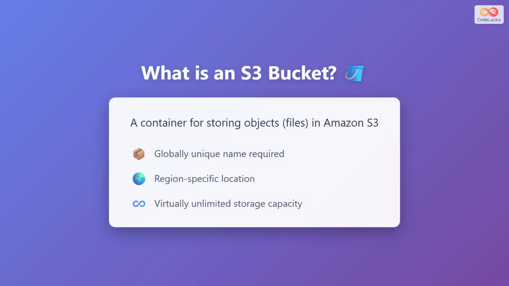An S3 bucket is essentially a container for storing objects, which are simply files and their associated metadata. Think of it as a top-level folder in the cloud. Each bucket must have a globally unique name across all of AWS, meaning no two buckets anywhere in the world can share the same name. Buckets are created in a specific AWS region of your choice, but once created, they can be accessed from anywhere. The storage capacity of a bucket is virtually unlimited, allowing you to store as much data as you need without worrying about running out of space.